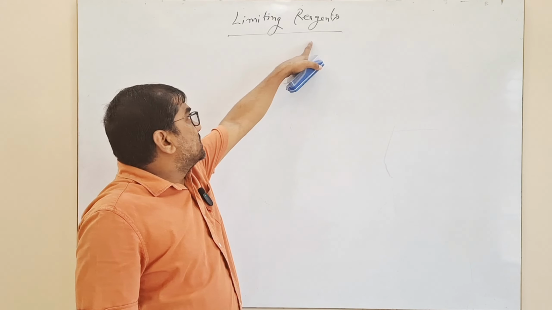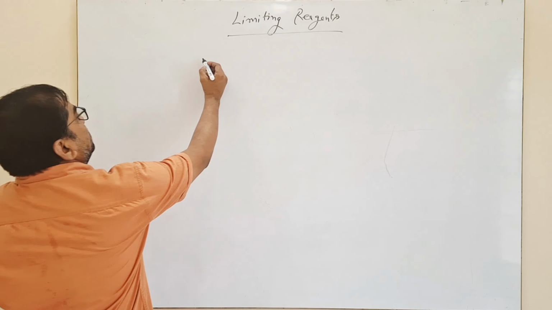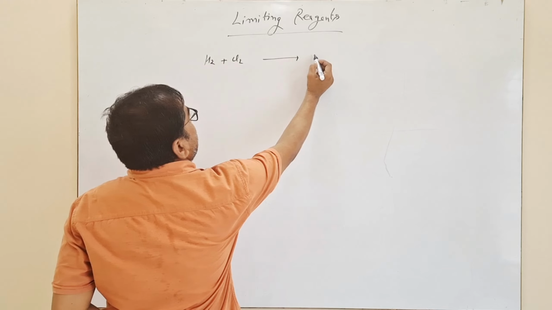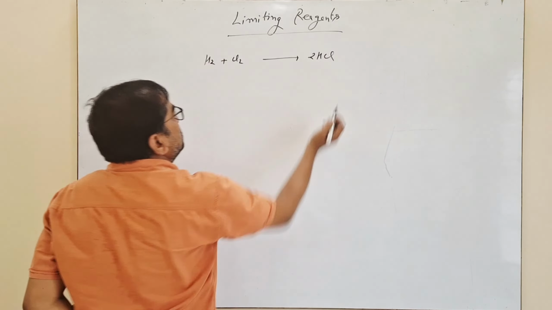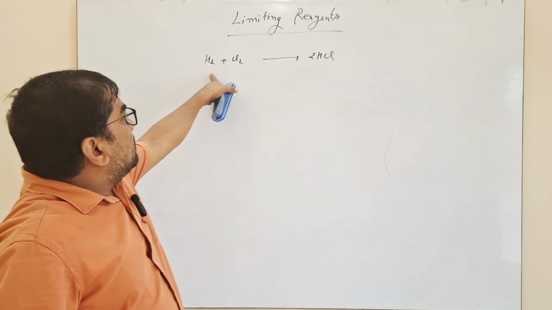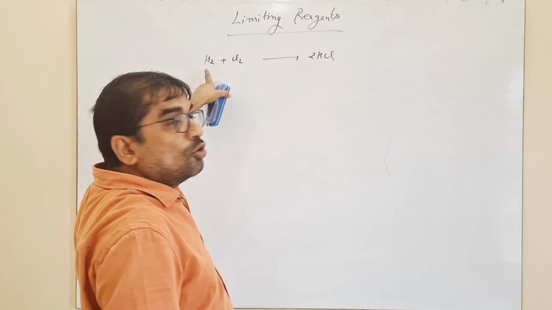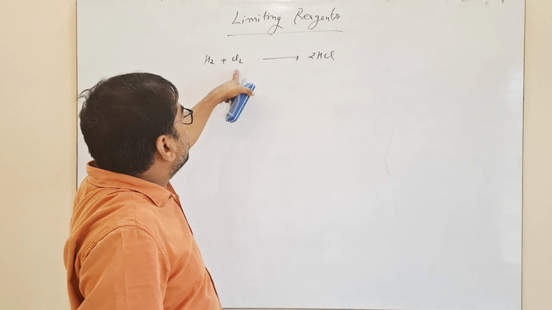Limiting reagents. Let's see one real example like H2 plus Cl2 reacting and giving two molecules of HCl. It's a balanced chemical equation related to the formation of HCl from the combination of hydrogen and chlorine.